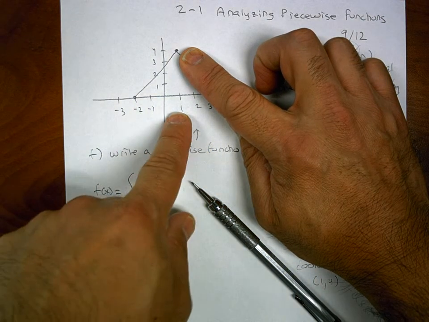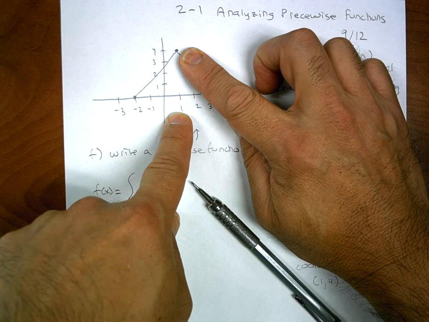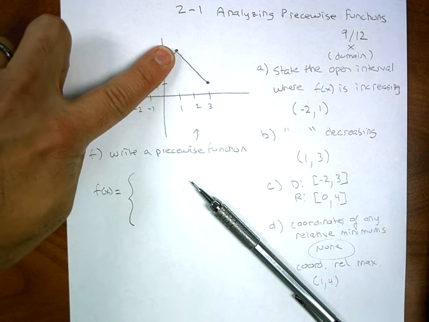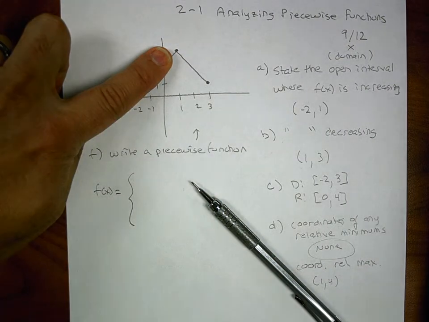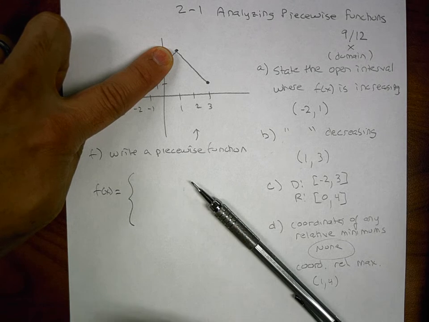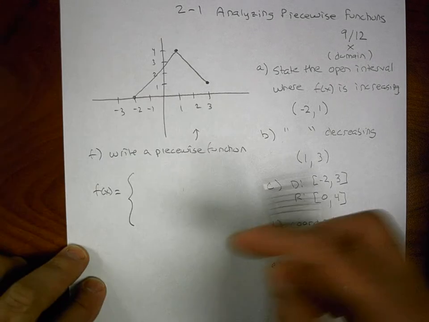-2 to x equals 1. There we go. We can write this. And then where do I see this line? From 1 to 3. So if x is between 1 and 3, and that's our piecewise function. All right, so let's go and write it.